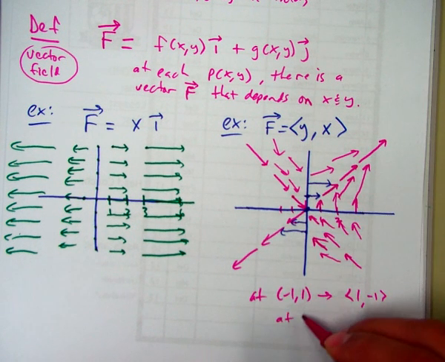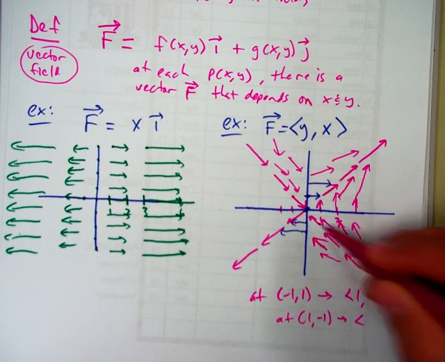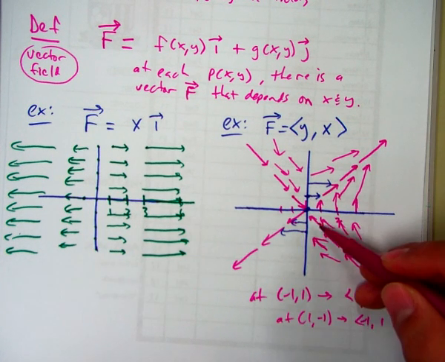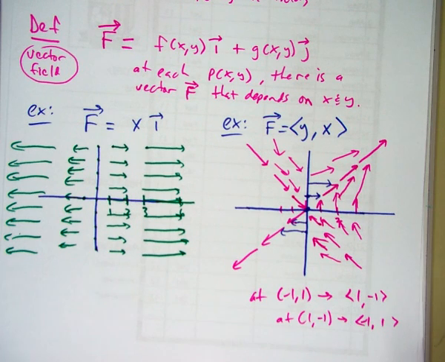So at (1, -1), that translates to what vector? Negative 1, 1. So you go over left 1 and up 1. Does that make sense? Move on.